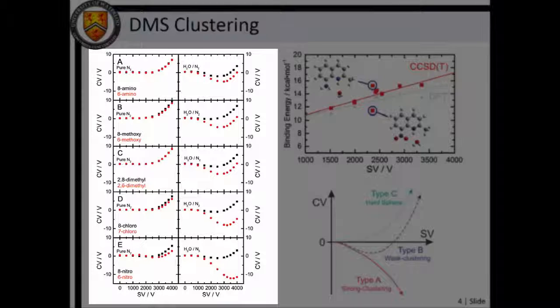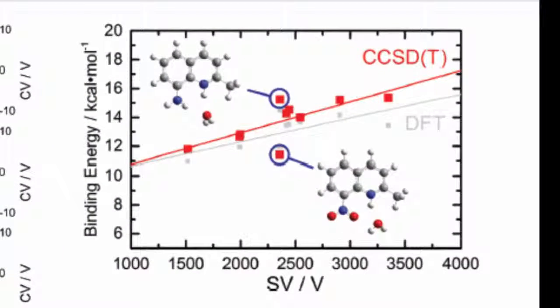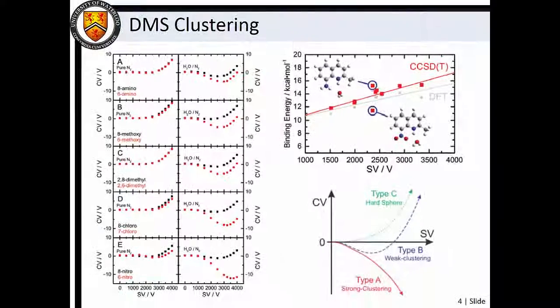Here we see that 8 substituted quinolines interact much more weakly with the water-seeded N2 environment than do the 6 or 7 substituted isomers. Interestingly, if we plot the compensation voltage minimum against the calculated water binding energies for each quinoline derivative, we observe a strong linear correlation. In other words, DMS measurements facilitate quantification of solvent binding interactions. This provides a microscopic view of incipient drug solvation.